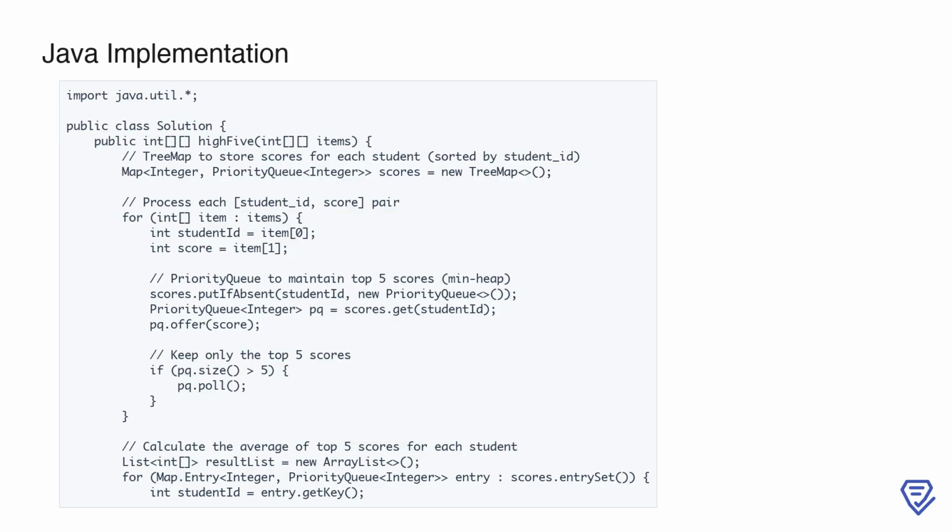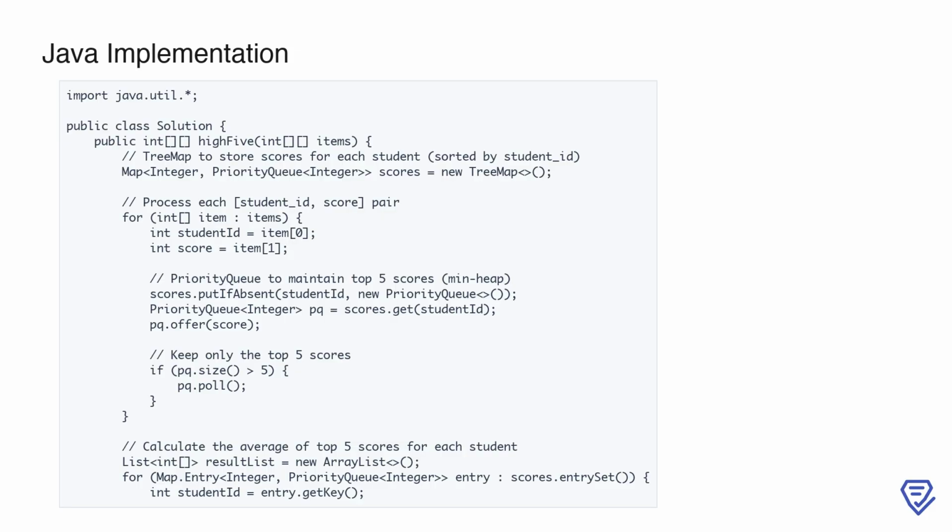Next, we iterate through each pair in the items array. For every student ID and score, we check if the student already has a priority queue in the tree map. If not, we initialize a new one. Then, we add the score to the priority queue.